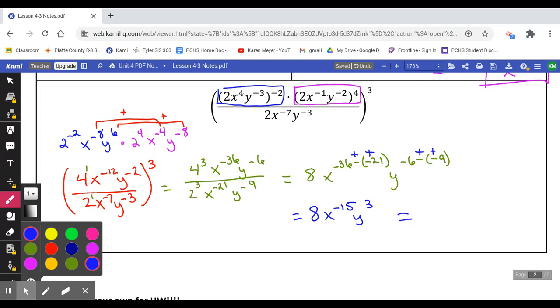Oh, can't call it done, because I got a negative exponent. So x needs to go to the bottom. So leave 8 y to the third on the top and move x to the 15th to the bottom. And we are done.